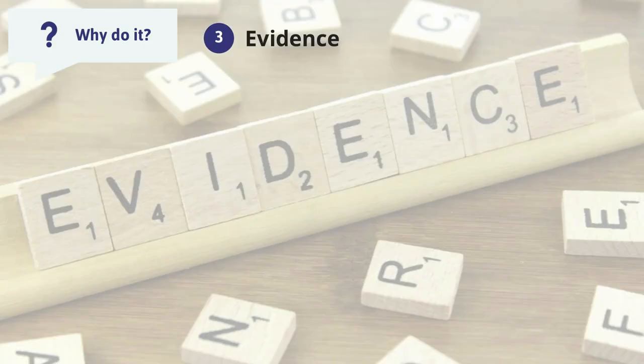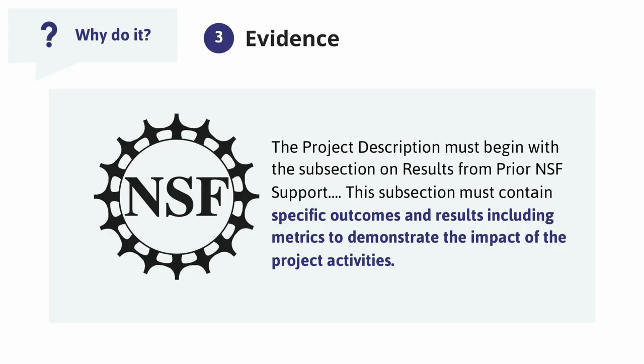In addition to providing evaluation results annually to NSF as an accountability function, NSF grantees also need evidence of project outcomes if they apply for a grant from NSF in the future. So if Jen goes back to NSF in a few years to request funding for a new project, she'll have to begin her proposal with a section called Results from Prior NSF Support. In this section, it has to include evidence of specific outcomes and results, including metrics to demonstrate the impact of the project's activities.